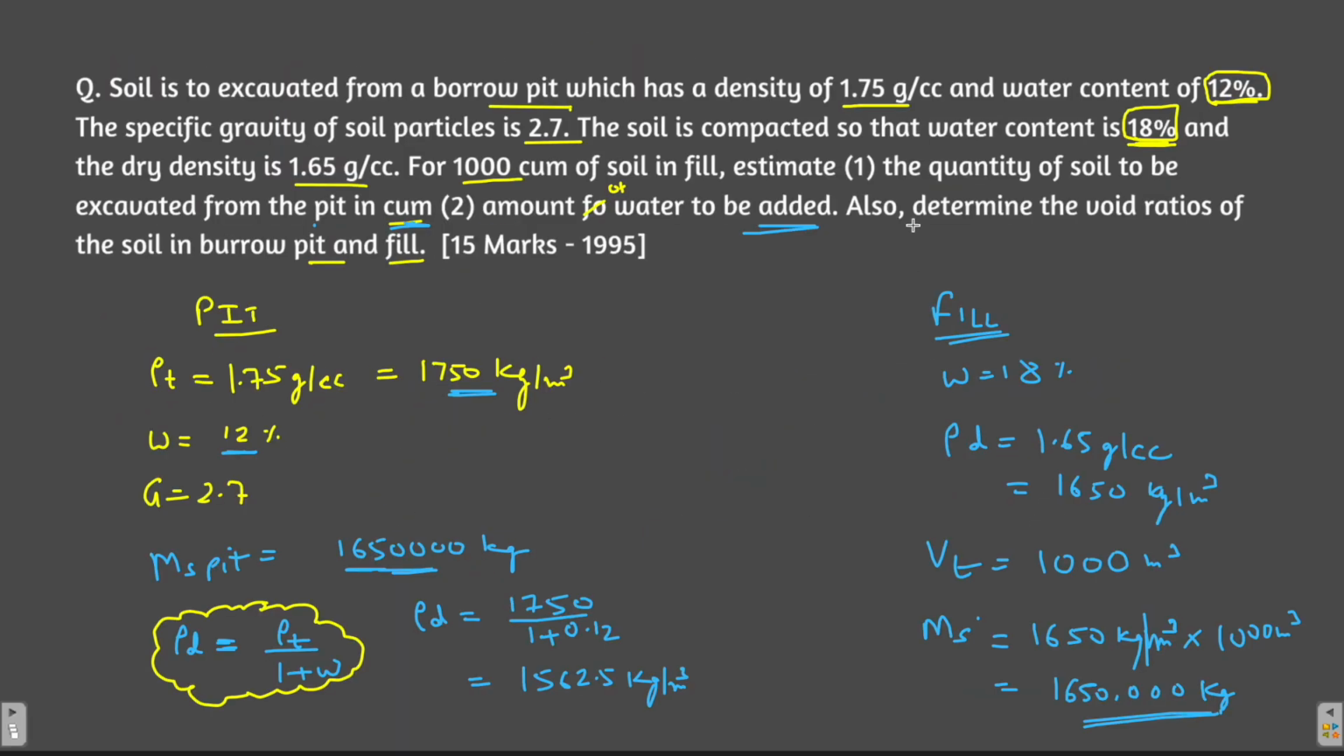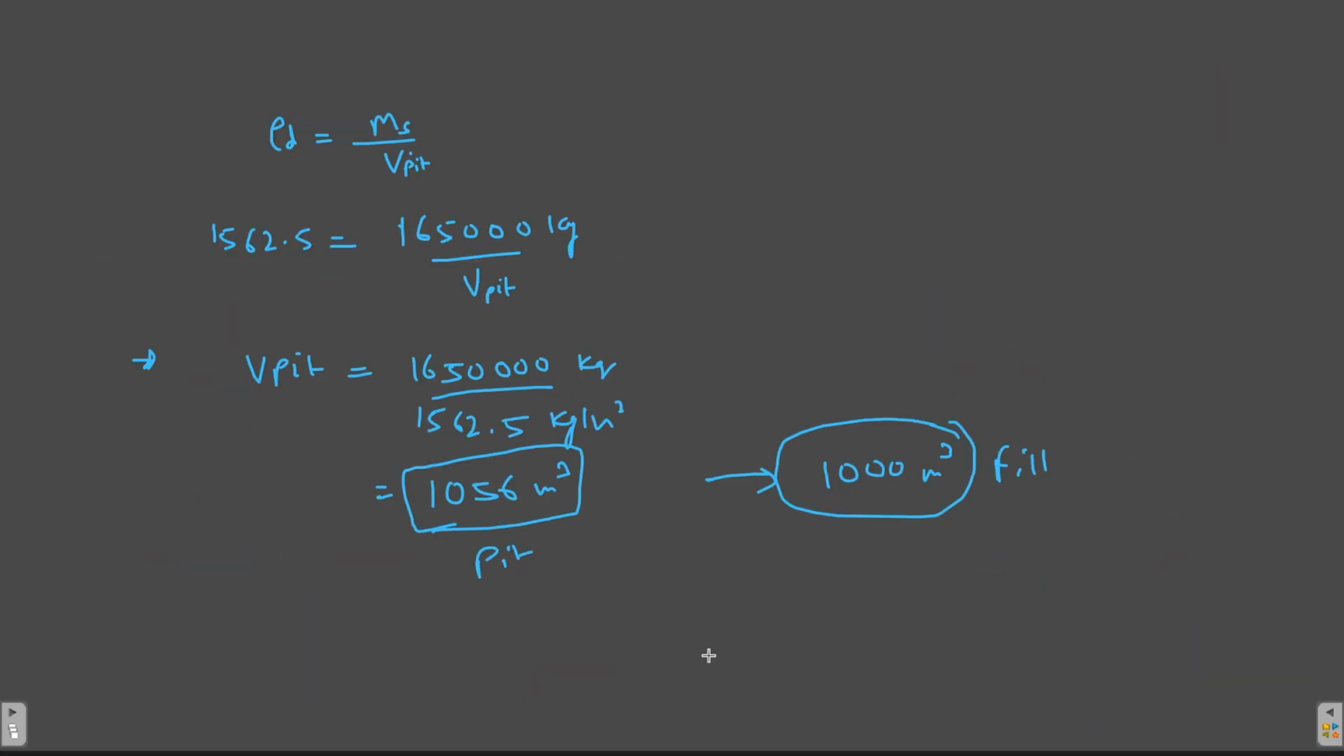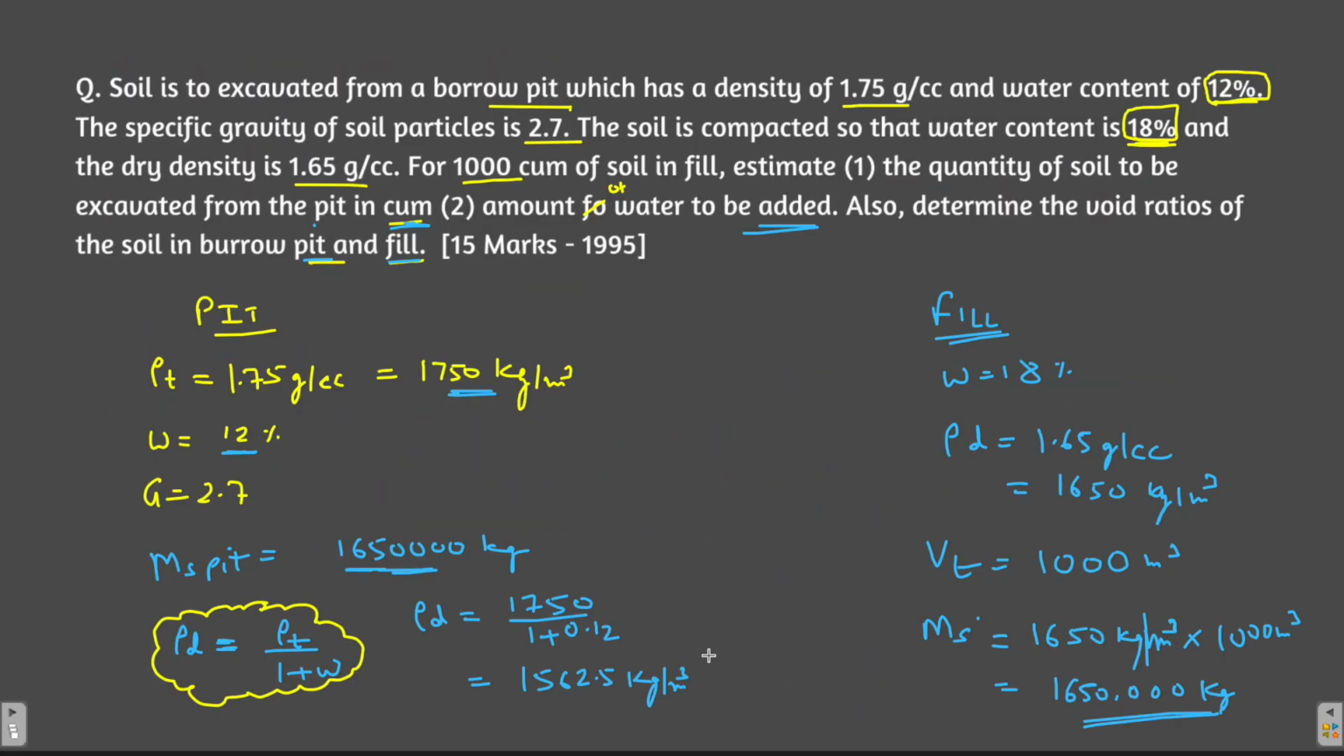Now we are moving on to the third part of the question. Also determine the void ratios of the soil in the pit and the fill. So we have to find out the void ratios. And what information are we given? We know G, we know w, we know gamma T. So it's very easy to find out the void ratio in the pit.